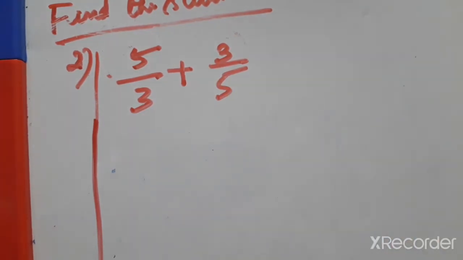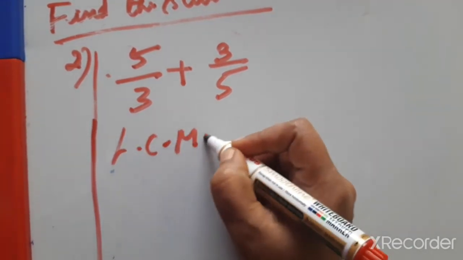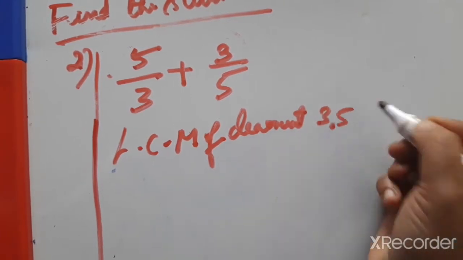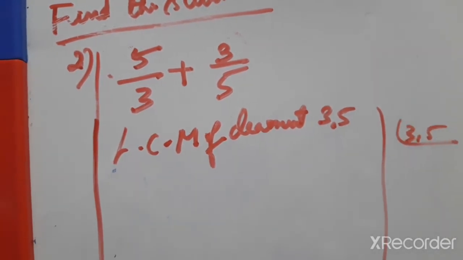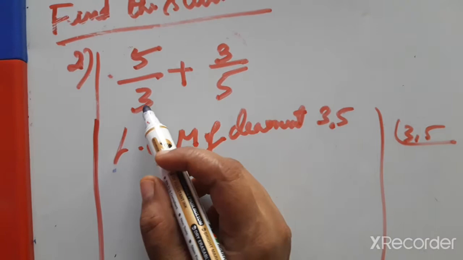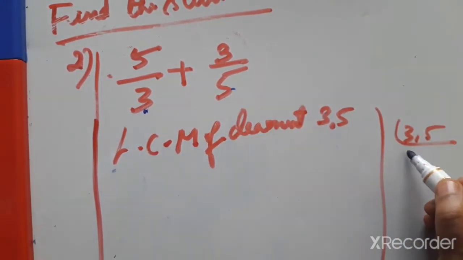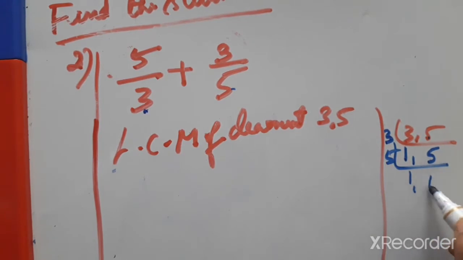Now we have to find the LCM of the denominators 3 and 5. Because it is an unlike fraction, we have to convert it into a like fraction. 3 will multiply with 3 ones, 3 ones are 3, 5 as it is, and 5 will multiply with 5 ones, 1 as it is, 5 ones are 5. LCM is 3 into 5, which is 15.